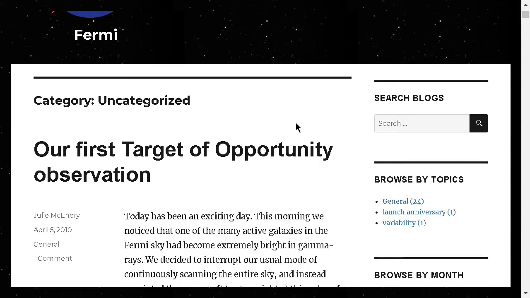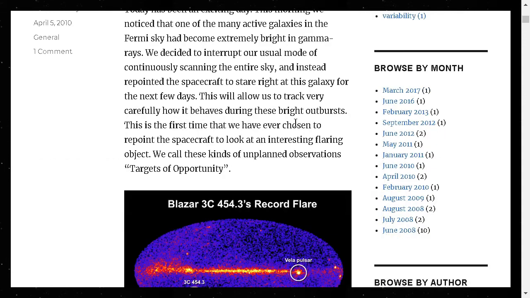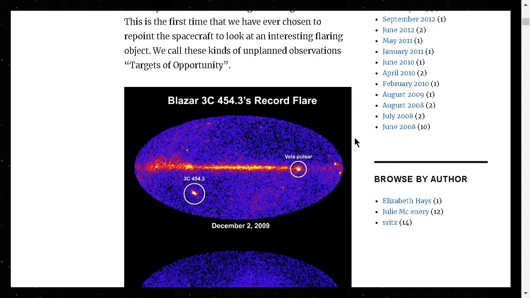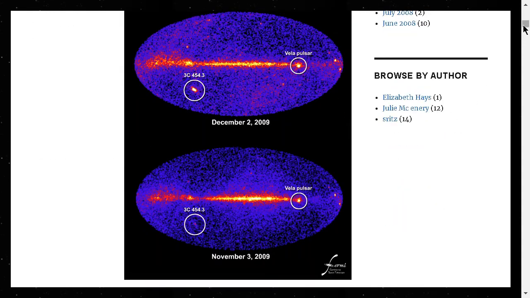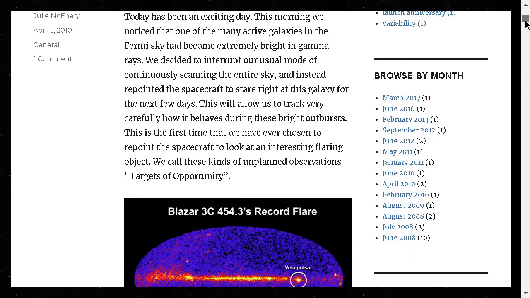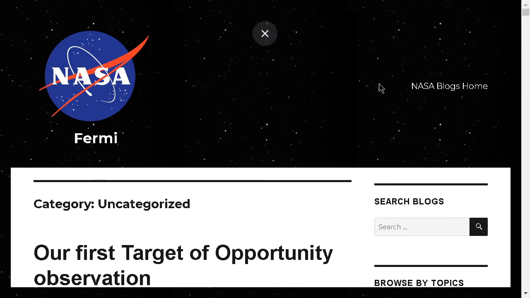So feel free to read all about that. We've left all the links to all of those areas. And there's the article from NASA about the record flare from Blazar 3C 454.3.